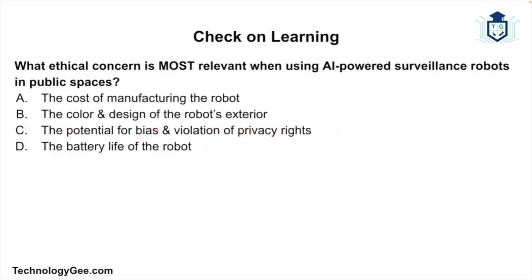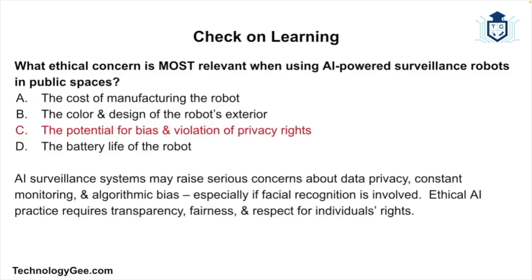And our final question. What ethical concern is most relevant when using AI powered surveillance robots in public spaces? Is it the cost of manufacturing the robot? Is it the color and design of the robot's exterior? Is it the potential for bias and violation of privacy rights? Or is it the battery life of the robot? And the correct answer is the potential for bias and violation of privacy rights.